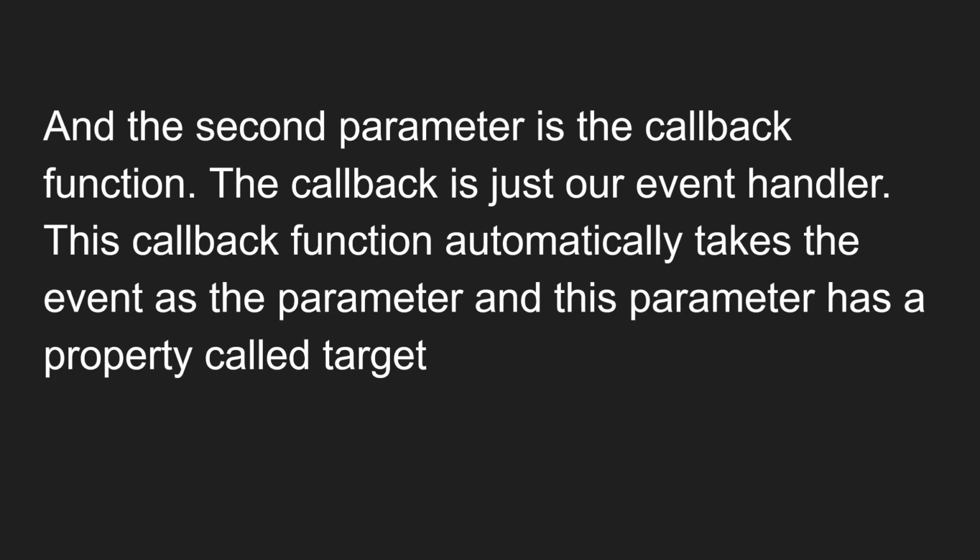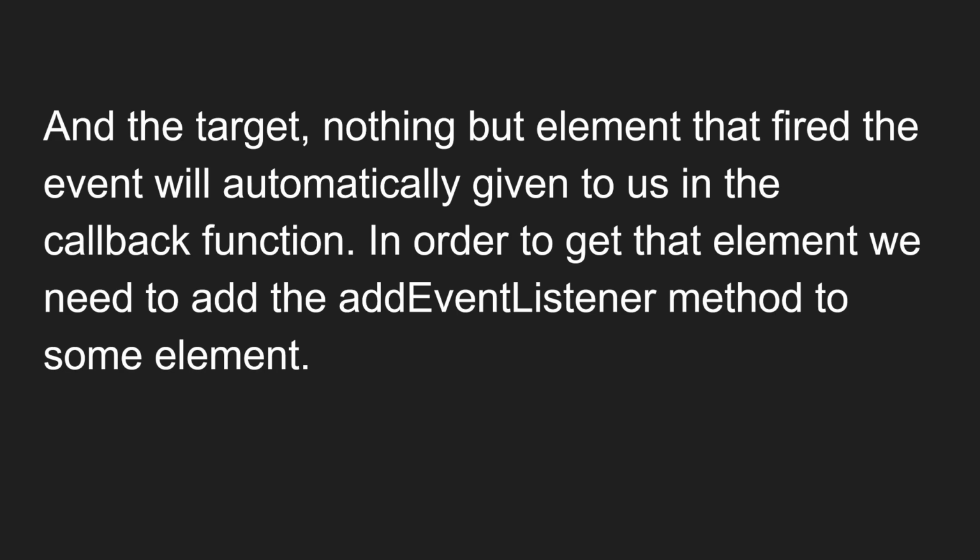But this callback function automatically takes event as the parameter. Event means, so that is one of the types. So event as the parameter. And the target, nothing but the element on which we find the event, will automatically be given to us in the callback function. So here the target means the element which we are trying to listen to for the event is automatically given to us in the callback function. In order to get that element, we need to add the addEventListener method to some element. Okay, in order to get the target.